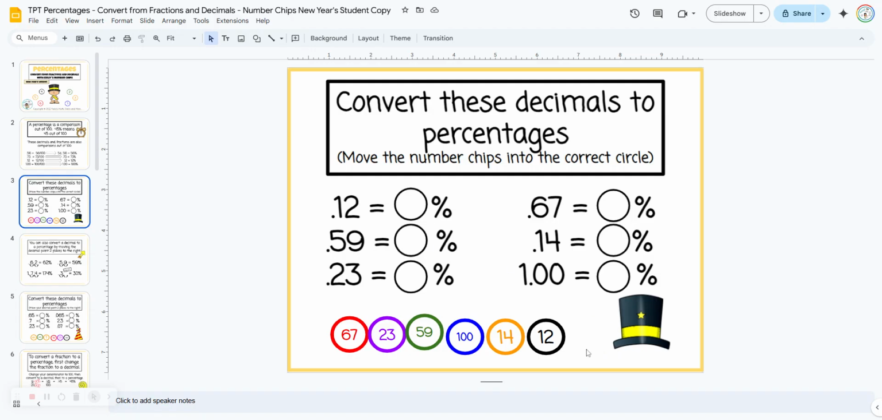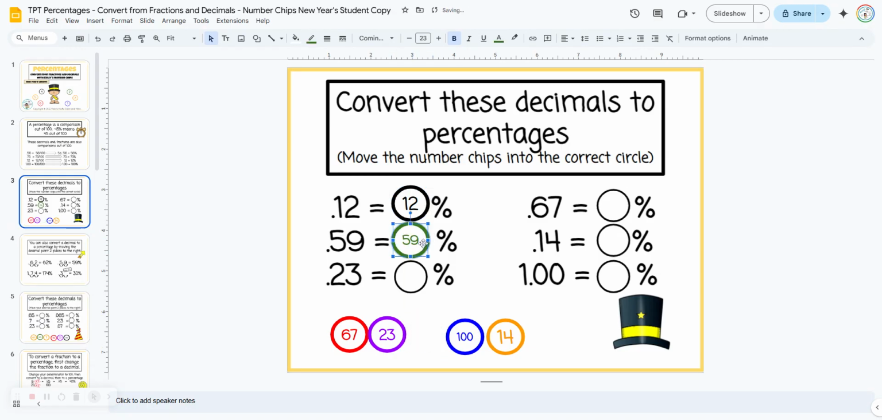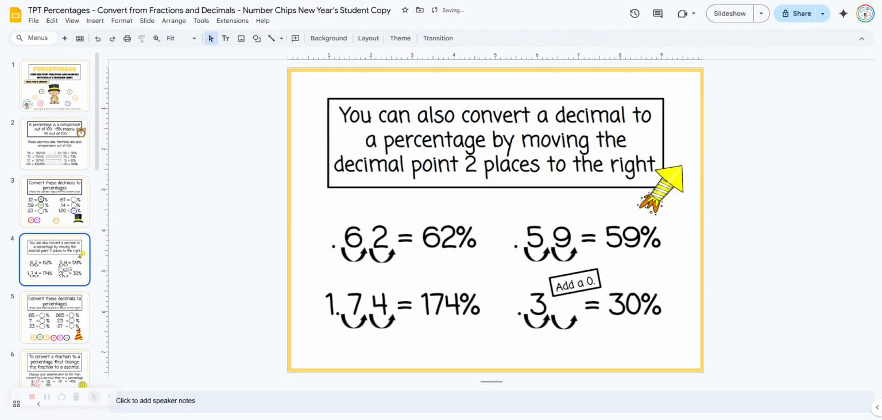So here we have 12 hundredths, would be 12%, 59 hundredths, 59%, and so on, and then 1 whole would be 100%. Now the next slide shows a way to convert from a decimal to a percentage by moving that decimal point 2 places to the right. So 62 hundredths, if we move that decimal point 2 places to the right, we get 62%.